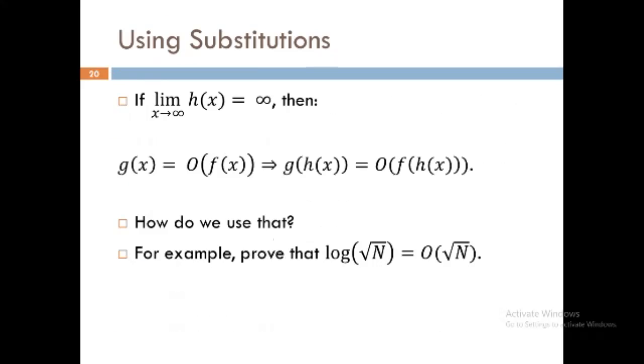Now there are some substitutions. If the limit as x tends to infinity of h of x is equal to infinity, then g of x is equal to big O of f of x, which tends to g of h of x being equal to big O of f of h of x.